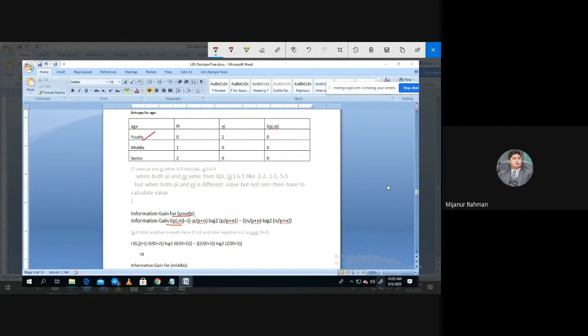Now, this is the given formula, minus p. What is the value of p here? The value of p is 0. So you can write out here, second bracket, minus 0 divided by 0 plus what is your n? n is 2, this n, for youth. So n is 2. After that you can write log 2.